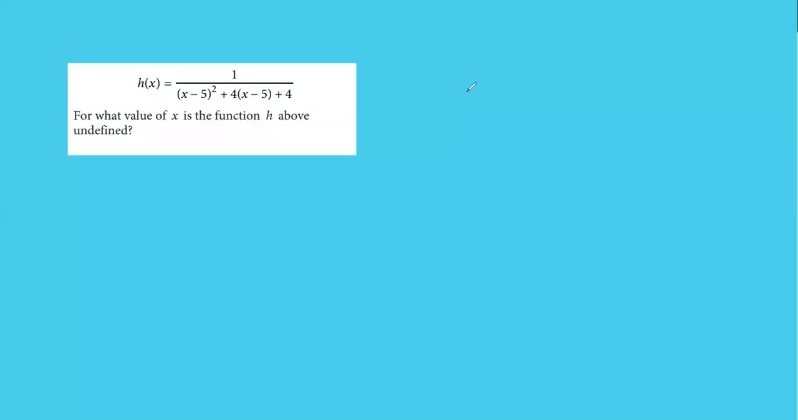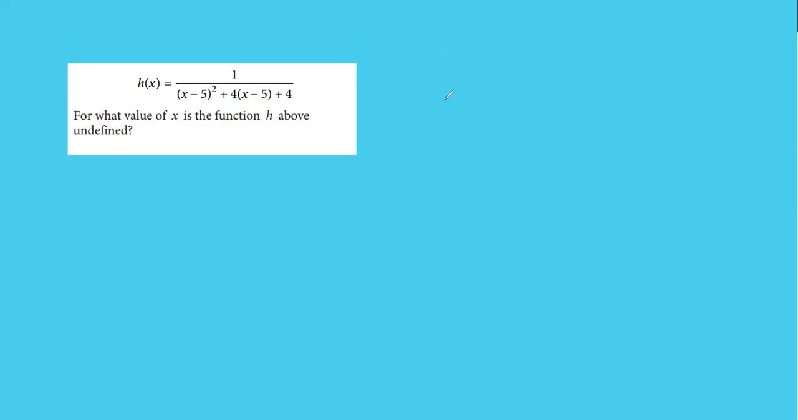All right, so in this question, a rational function is given, and it's asking for what value of x the function h above is undefined. Now, in a rational function, we will get an undefined value of the function at a vertical asymptote and at a hole.